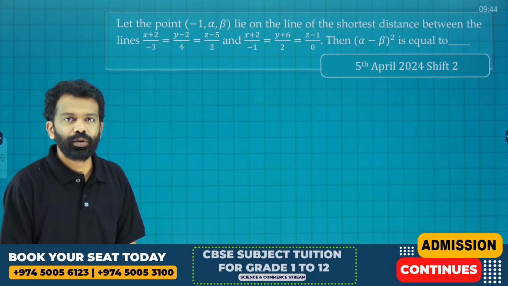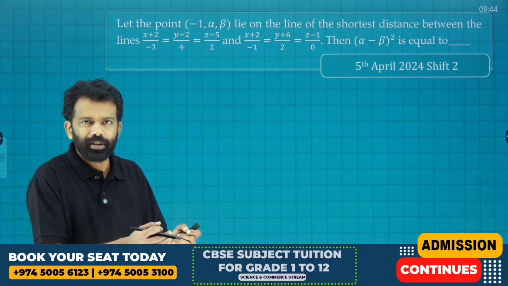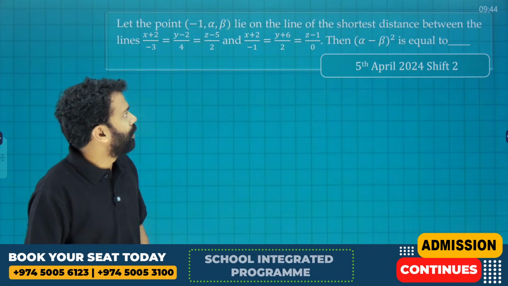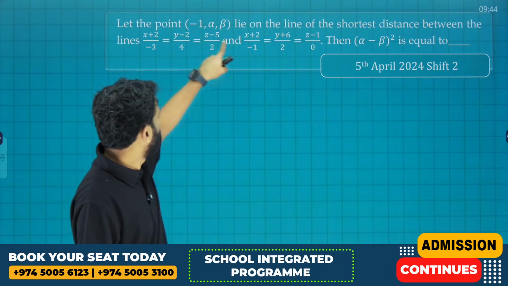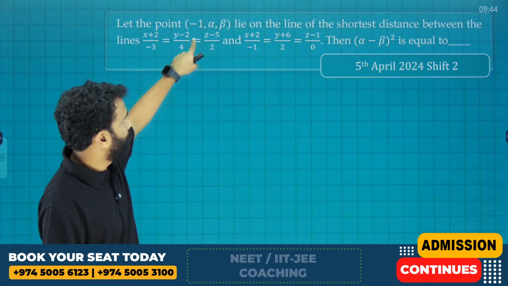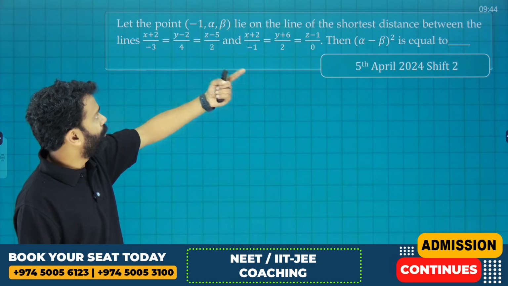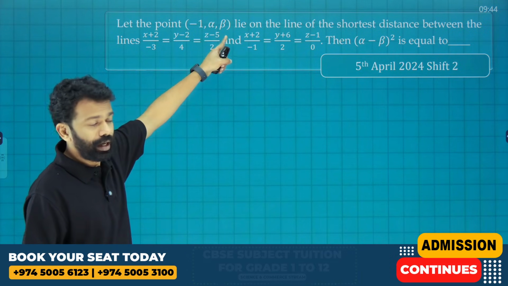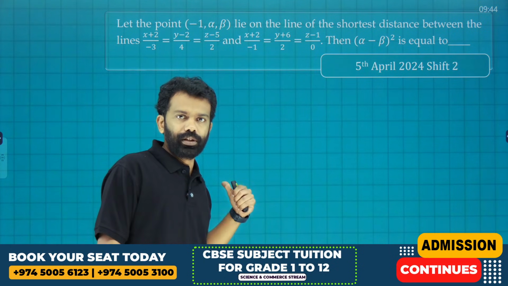So, how are you going to do this question? It's a very easy question actually. The steps are a bit more. See, if this point lies on the line of shortest distance between these two lines, then this line will be perpendicular to these two lines. We can only find alpha and beta if we have the equation of this line. So our objective is to find the equation of this line.